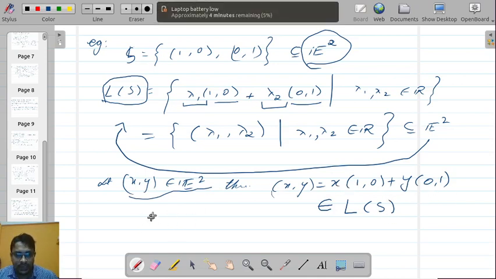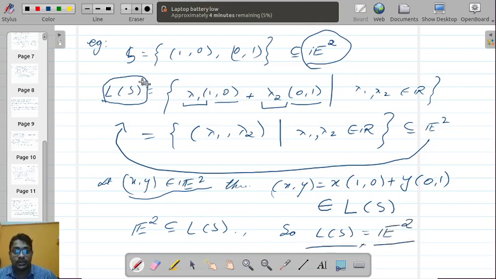So any element in E square is also an element in LS. So E square is also a subset of LS. LS is already a subset of E square by definition, and here we have also proved that E square is a subset of LS. So we can conclude that this linear span of S is exactly E square. So there are some sets of vectors which span the entire Euclidean space, meaning all elements of the space E2 can be written as linear combinations of the elements in S.